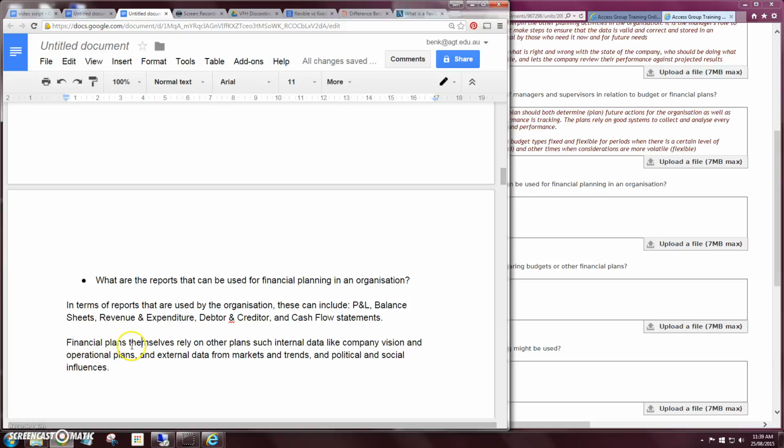So to back myself up there, I then sort of scoured through my reading a bit more and found an area where I'd noted that financial plans themselves, so when you're actually doing the planning stage, you'll be needing both internal and external data. So internal data will be things like the company vision and the operational plans that have been established, and external data that's going to help me do my financial planning will be things like market analysis, trends, political and social influences.